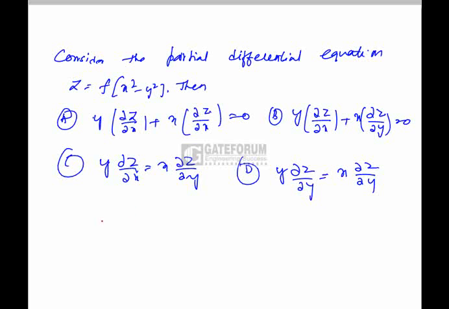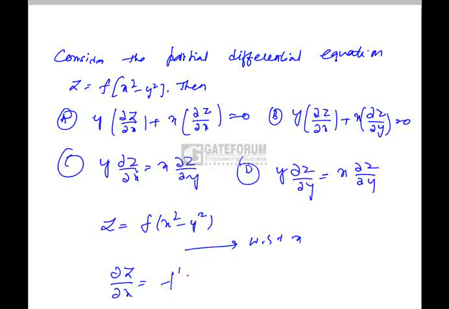The question is, we have to find the partial differential equation of the function z equals f of x square minus y square. Now let us differentiate this z with respect to x partially. So it is dou z by dou x. Differentiation of f of x is f dash of x, and the differentiation of x square minus y square is 2x. Let it be equation 1.